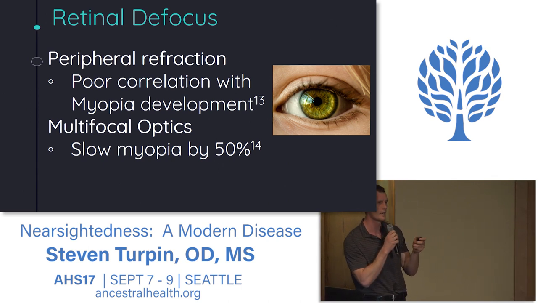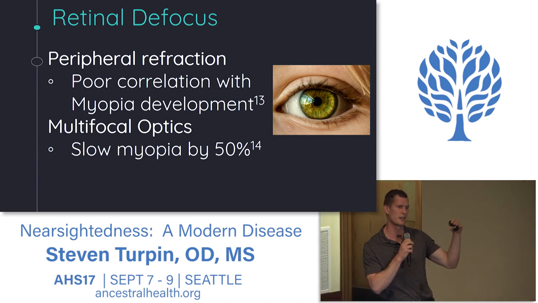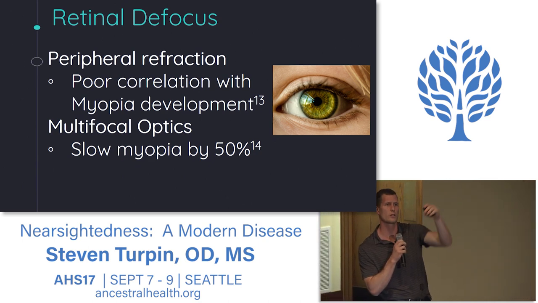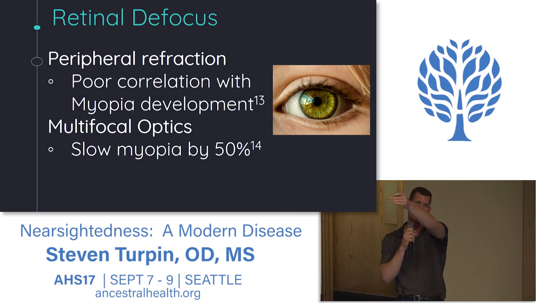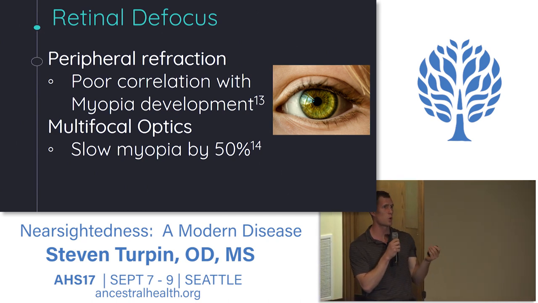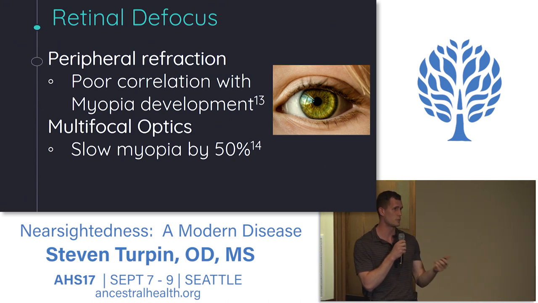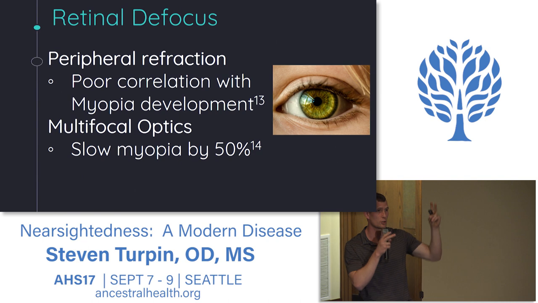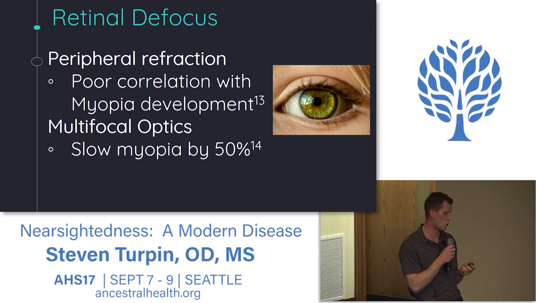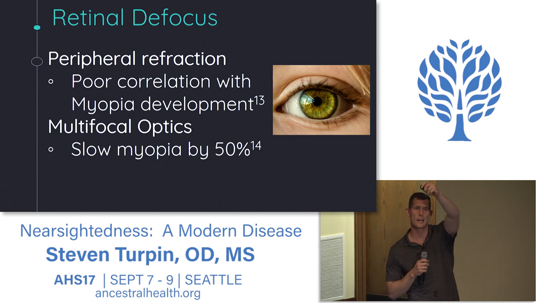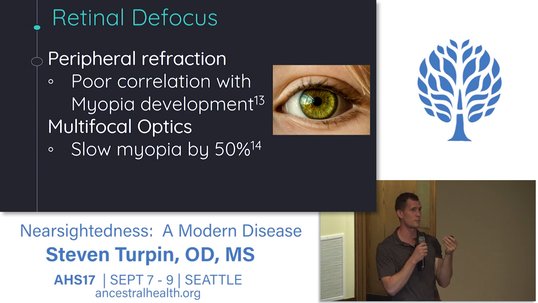So peripheral refraction is those light rays coming in from the side and focusing behind the eye. We have ways of measuring how many light rays are being focused behind the eye or in front of the eye. We have instruments to measure that. So you would think if more light is being focused behind the eye, that should correlate well with the amount of myopia that someone has, if that retinal defocus theory is true. And what we find is that the peripheral refraction is poorly correlated. Someone who has the light focusing way behind might not become myopic, and someone who has the light focusing right on the retina, they might become myopic no matter what you do.